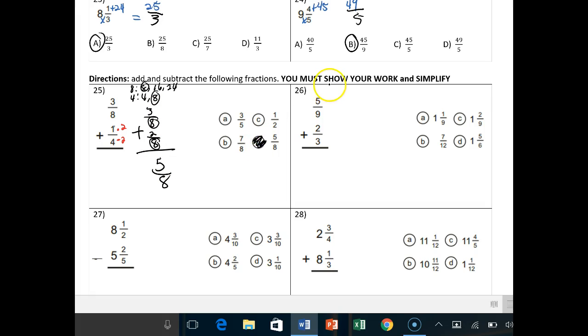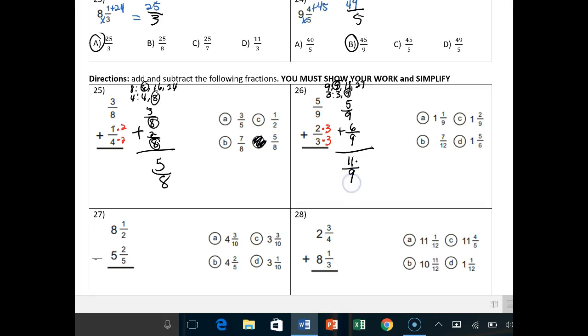26, again, the multiples. Let's say 9 and 3. 9, 18, 27, and let's look at the multiples of 3: 3, 6, 9. There's our common denominator right there. So 5/9 is good to go. Don't need to do anything to it because it's already got 9. And then 2/3, I need to make it 9, so I multiply top and bottom by 3. So I get 6 over 9. 5 plus 6 is 11 over 9.